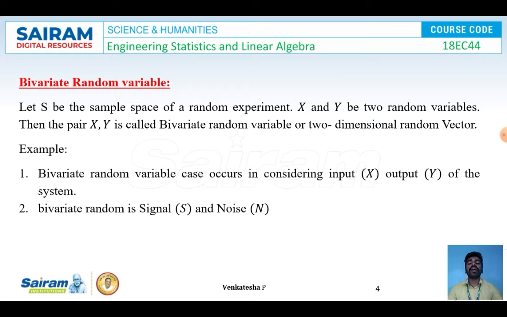So in general, in a coin tossing experiment, suppose I toss a coin 3 times, the possible outcomes will be HHH, HHT, HTH, THH, HTT, THT, TTH, and TTT. Now, if I define two random variables X and Y, I will take X equal to the number of heads, and Y equal to 1 if toss 1 is head and Y equal to 0 if toss 1 is tail. So in this way, we can assign two or more random variables to the same sample space.